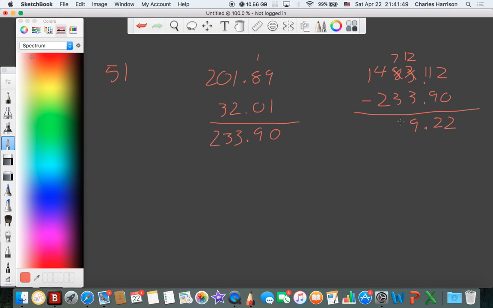7 minus 3 is a 4. And then 12. So basically what you're going to take home is $1,249.22. Yes, it's very satisfactory. It's very gratifying to know that the government is stealing $233.90 from your check. Most satisfying. Makes you want to go to work, doesn't it?